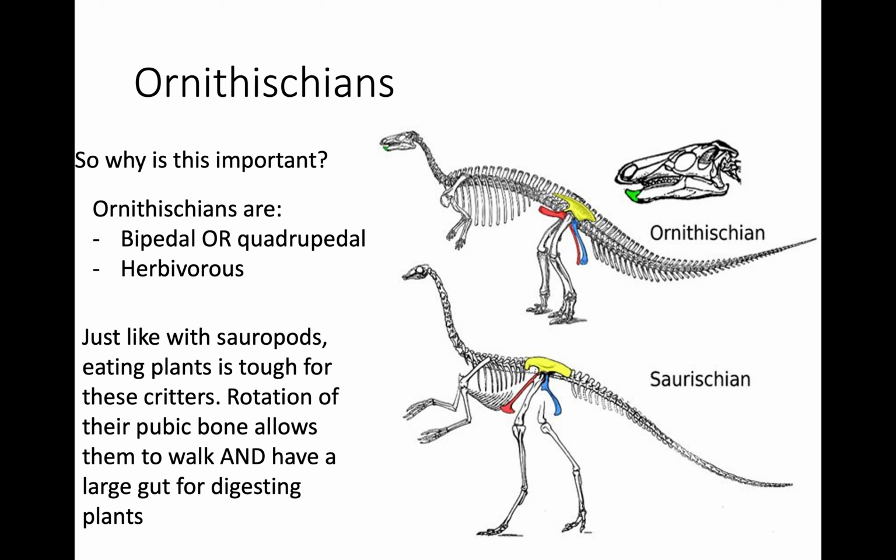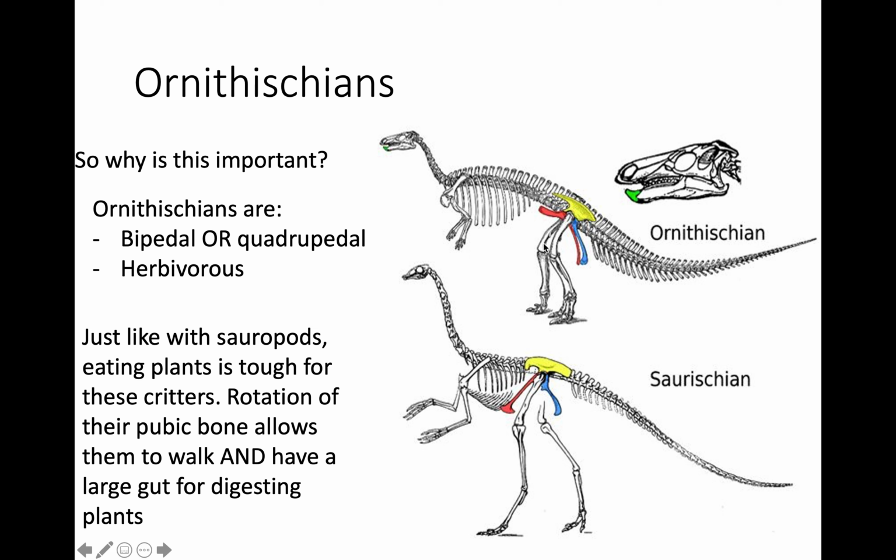Good question. Ornithischians are bipedal or quadrupedal. They need a lot of space to break down the food. A lot of it does take place in the mouth, which means they don't have to evolve these massive stomachs like saurischians did, like the sauropods, but still got to have a lot of room for intestines.